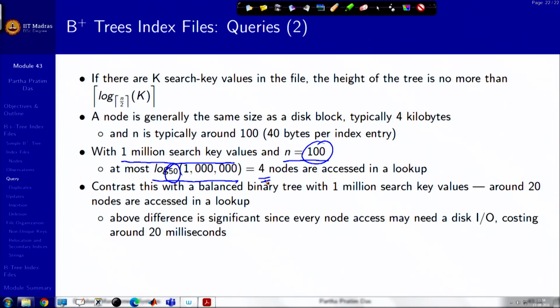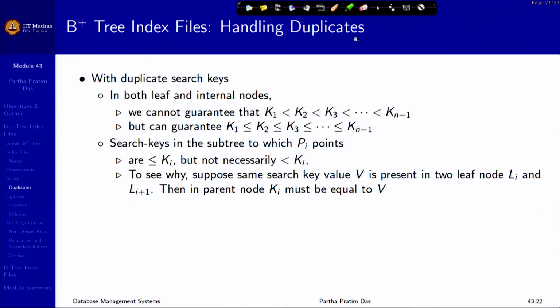Whereas, if you had a balanced binary tree with 1,000,000 key values, you will require around 20, because 10 to the power 3 is 2 to the power 10. So, 10 to the power 6 is 2 to the power 20. So, you take a log to the base 2. So, you get at least 20. So, you have a huge 5-fold improvement here, right. So, that is a core advantage.